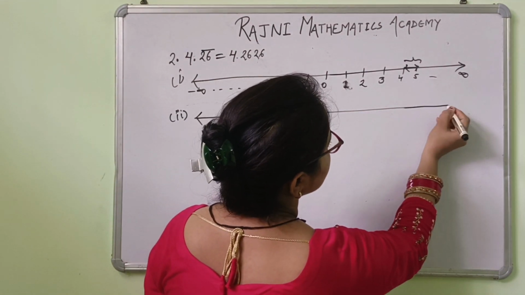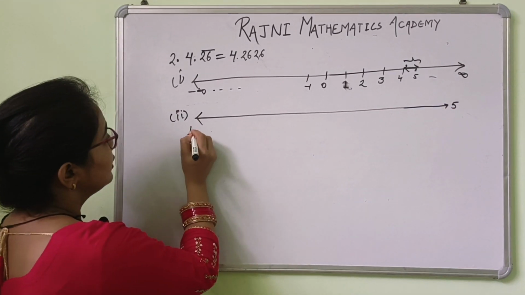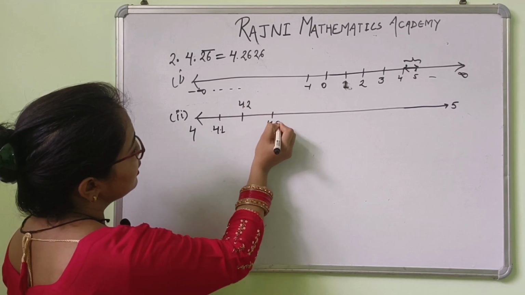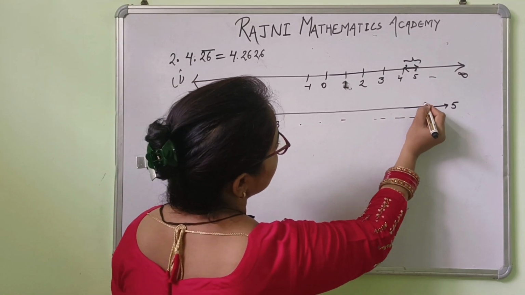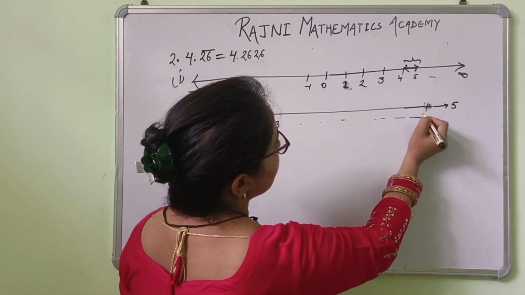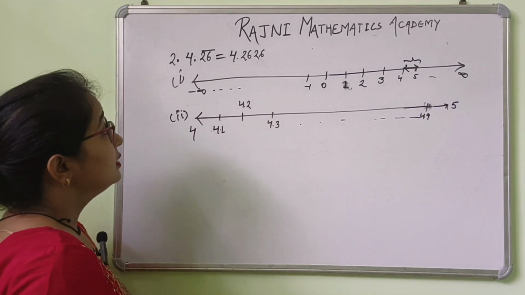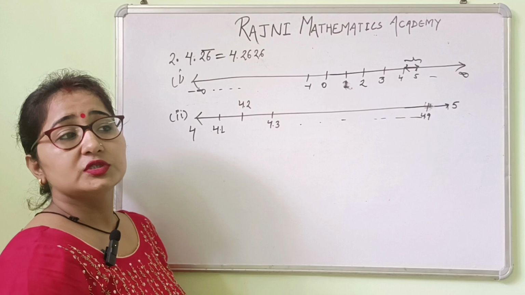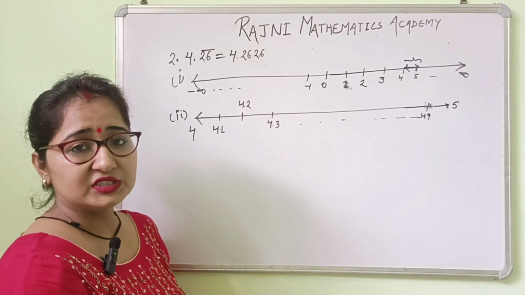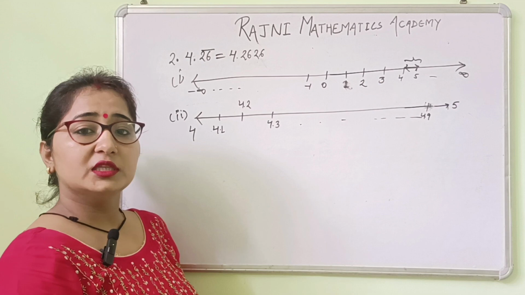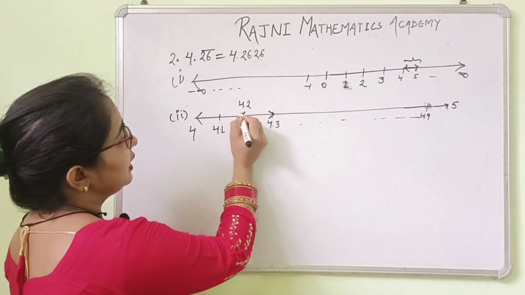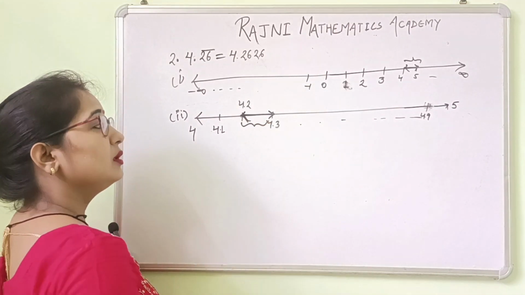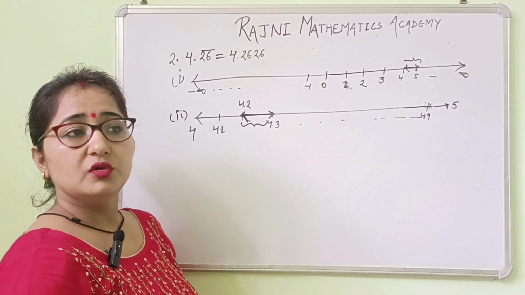4 and 5. The numbers are 4.1, 4.2, 4.3 and so on, 4.9, and this will be 5. The number is 4.26. The number is greater than 4.2, so it will lie somewhere in between 4.2 and 4.3, here. Now in the next step we will magnify the distance on the number line between 4.2 and 4.3.